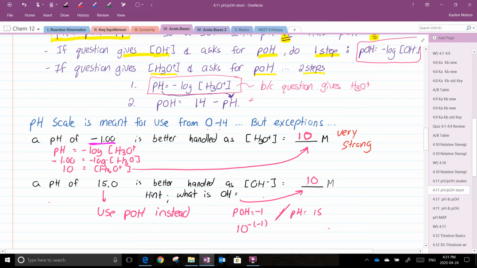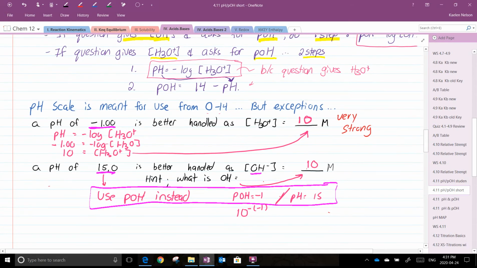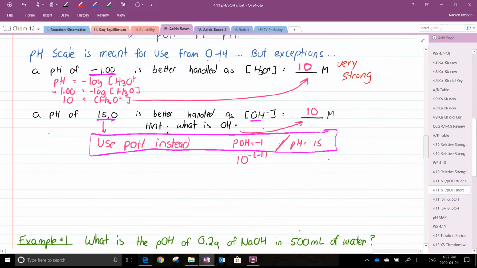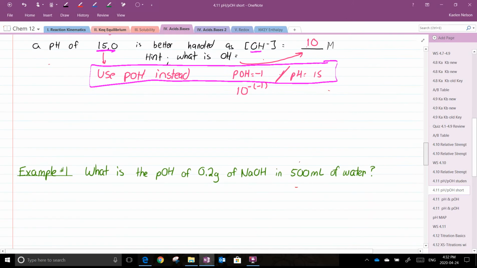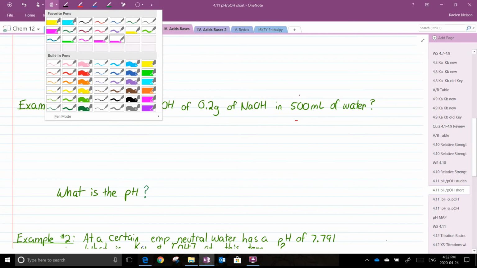Conversely, we could talk about a pH of 15, but this is better handled as an OH minus or a pOH of negative 1. So if you're having a scale that's going to 15 for pH, it's usually called a pOH of minus 1. Those ones rarely occur in your regular calculations. I just thought it worth mentioning them. We'll move on to some more practice calculations with pH.